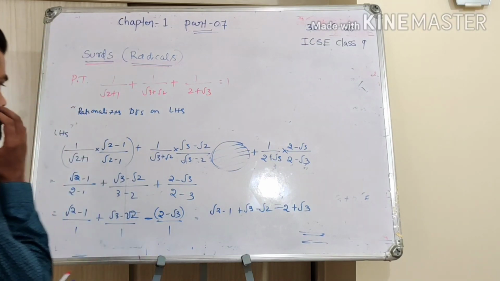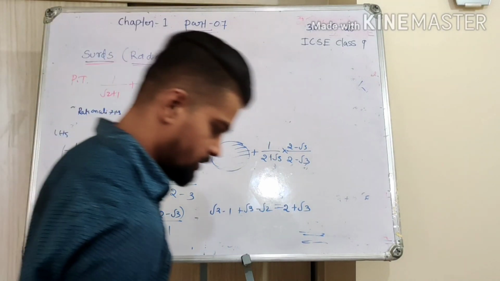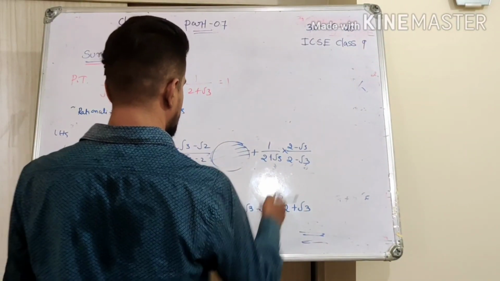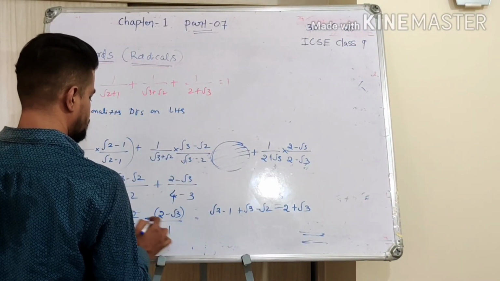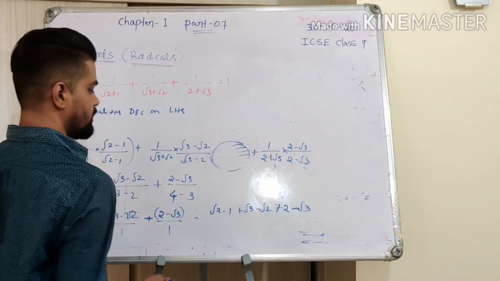Is everything correct here? 2 minus root 3 minus 2 plus root 3. Yes. This is 4 square, no? So this is 4 minus 3. 2 square is 4 minus 3. It is plus 1 only. So this will be plus 2. This is minus. So now it will be correct.